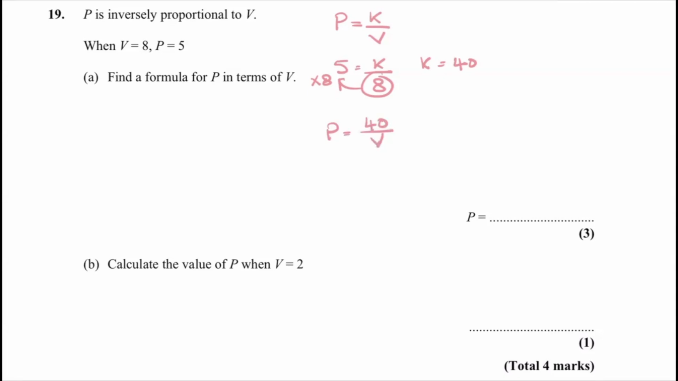Calculate the value of P when V is 2. So P is equal to 40 divided by 2, which is 20. So a really nice, straightforward proportion question there.